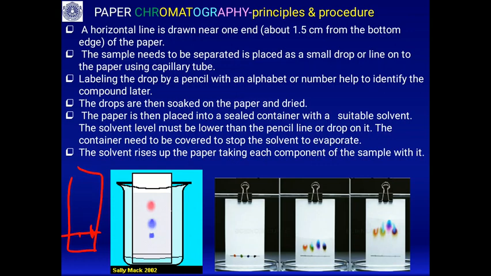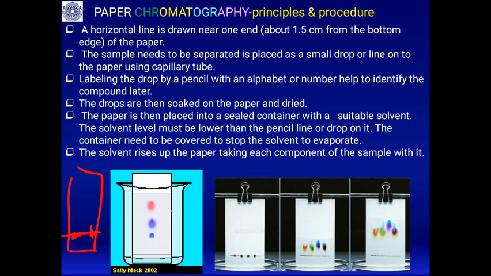The sample to be separated is placed as a small drop or a line on the paper using a capillary tube. So using a capillary tube we load the sample here, on the pencil mark. Labeling the drop with a pencil, using an alphabet or a number, helps to identify the compound later. The drops are soaked into the paper and dried, and this is how exactly it has to be dried.